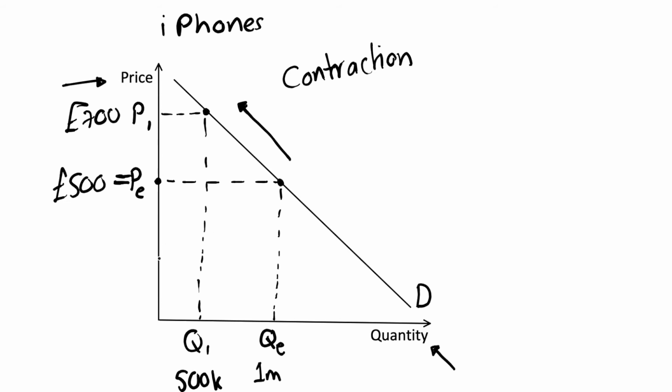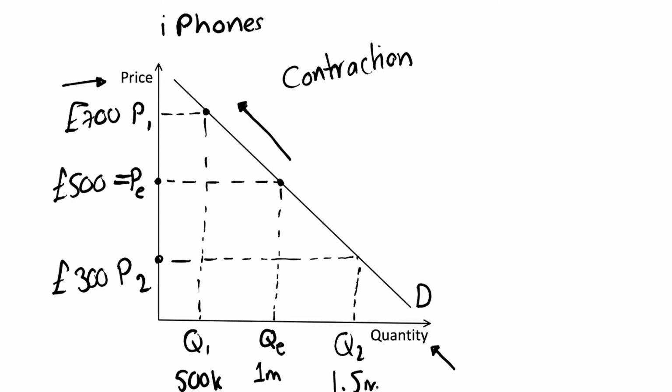And equally, we could say, what if we decrease the price of an iPhone to P2, and we say that we reduce our price of an iPhone to £300? Well, our demand curve will show us that at this price we have quantity Q2 demanded, which might be 1.5 million iPhones. And so as we decrease the price, we have an extension of demand, or maybe more simply, our demand increases as we reduce the price of a good. And again, this makes more sense. As we reduce the price, more people are going to be willing, or maybe more accurately, more people are going to be able to pay £300 than are able to pay £500 for an iPhone, so we have an increase in demand.